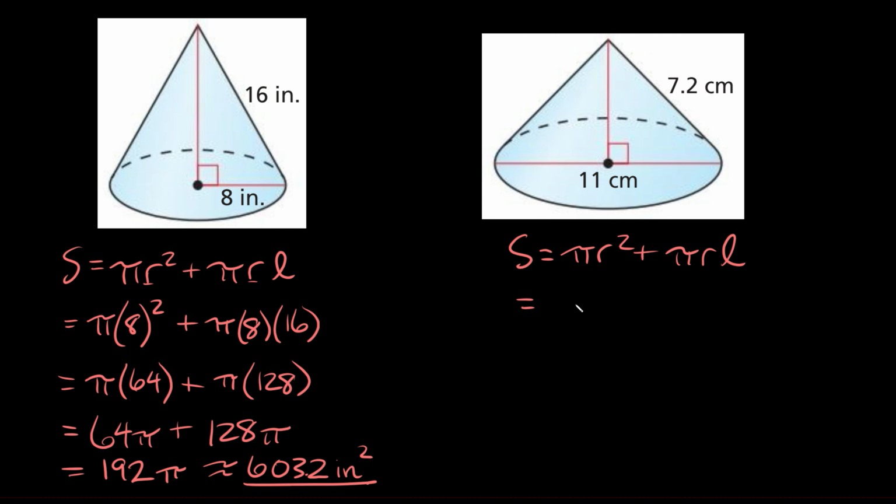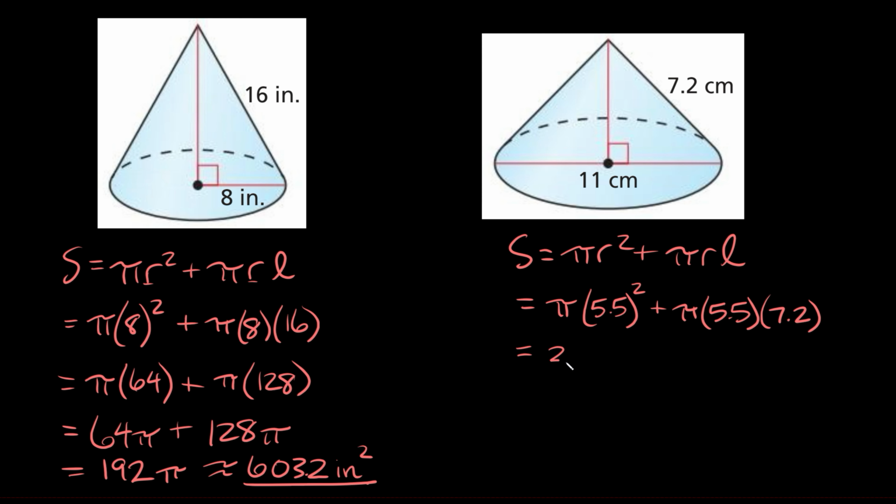So here the surface area is going to be equal to pi times the radius. In this case, the dimension it gives us is the diameter, so we just have to take half of this. Half of 11 is 5.5. So for the radius, we're going to plug in the 5.5, and that's squared. Then plus pi rl, and again, the radius is 5.5, and L is the slanted height right here, which is 7.2.